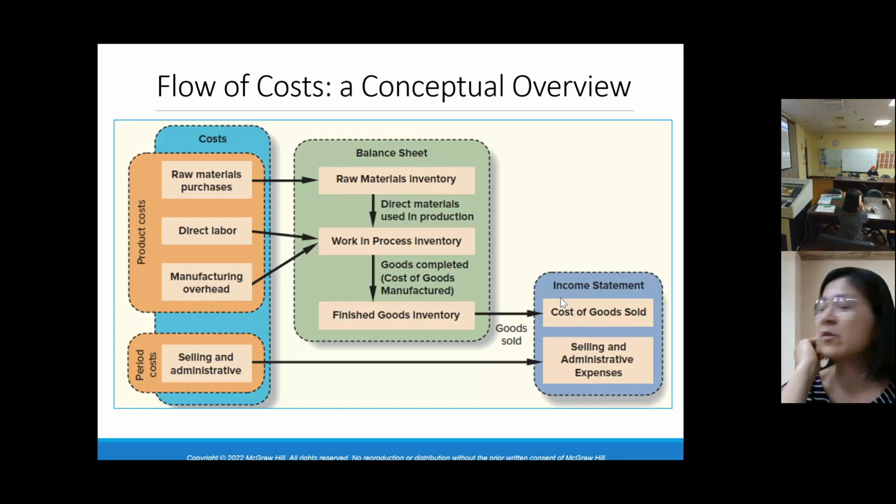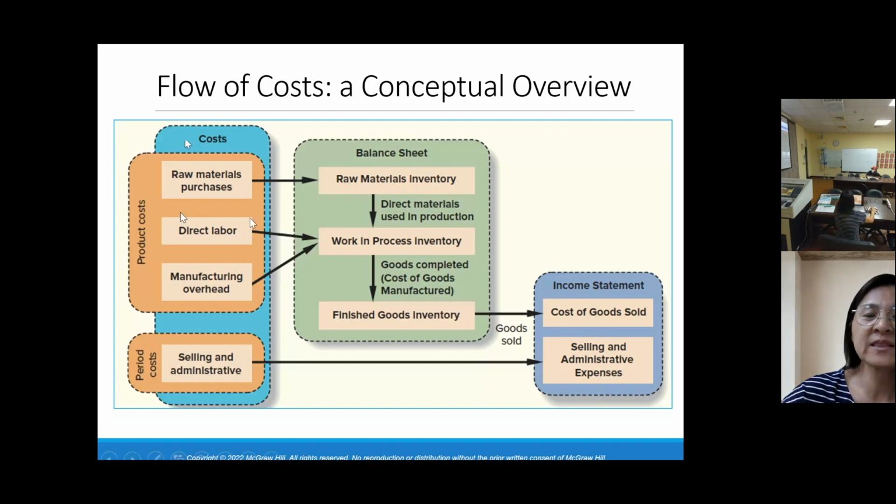For product cost, we have raw material, direct labor, and manufacturing overhead. This is our product cost. And then we also have period costs that include selling and administrative. Up to here, okay? Here is the cost for product and for period cost, and then here is the balance sheet.